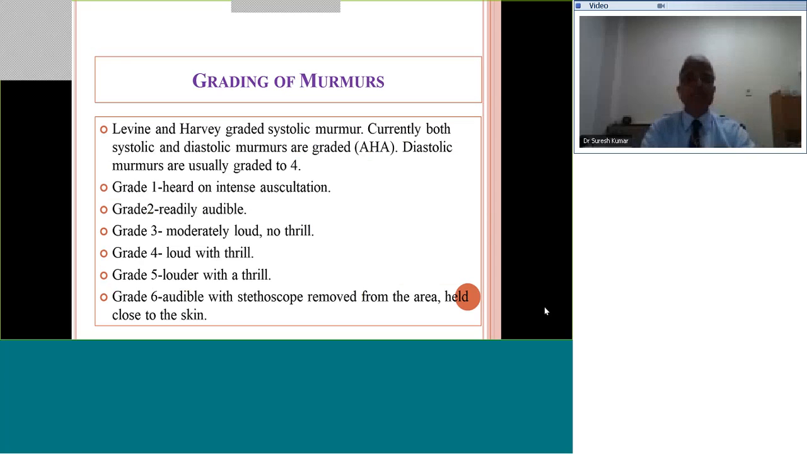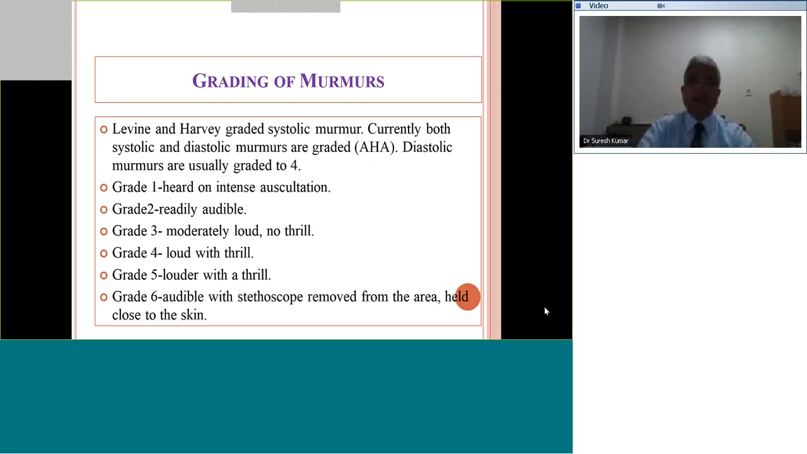Grading of murmurs: Levine and Harvey graded the systolic murmur. Currently, both systolic and diastolic murmurs are graded by the American Heart Association. The original Levine and Harvey grading was only for systolic murmurs. The diastolic murmurs are graded 1 to 4.